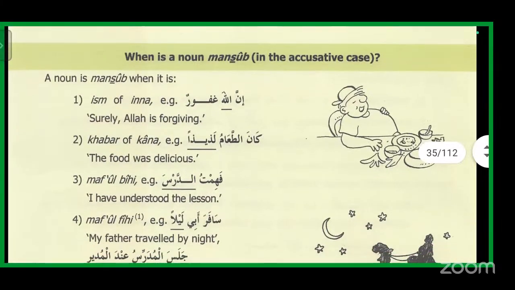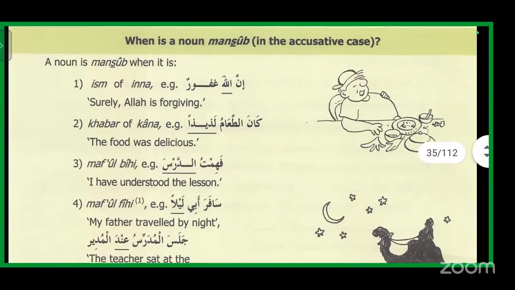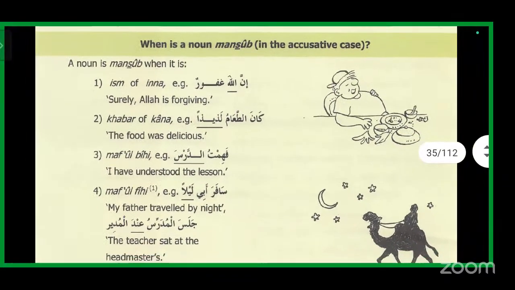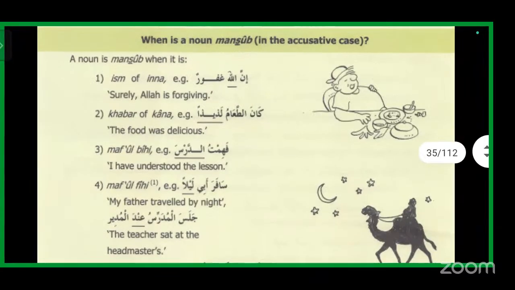When is a noun mansub in the accusative case? A noun is mansub when it is ism of inna. Example, inna Allaha ghafurun, surely Allah is forgiving. Two, khabar of kana. Example, kana ta'amu lazidan, the food was delicious. Maf'ul bihi. Example, fahimtu darsa, I have understood the lesson. Maf'ul fihi. Example, safara abi layla, my father traveled by night. جلس المدرس عند المدير. The teacher sat at the headmaster's.